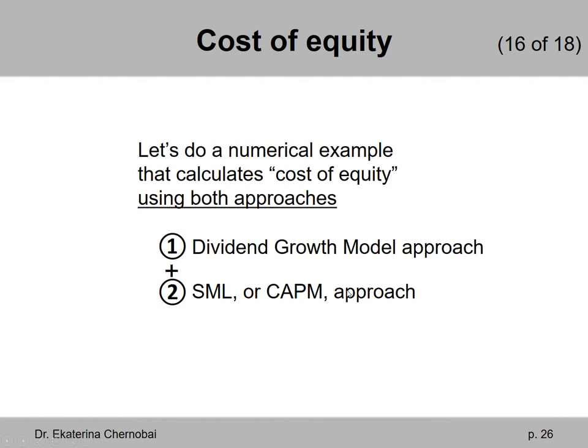And typically you realize right away that I can only use approach number one or only approach number two. But is it possible that you're looking at a problem in which you're given the information that allows you to use both approaches? Yeah, it's possible. Let's look at an example like that. Let's do a numerical example that calculates cost of equity using both approaches, the dividend growth model approach and the SML or CAPM approach.